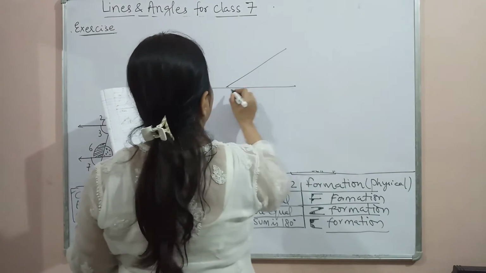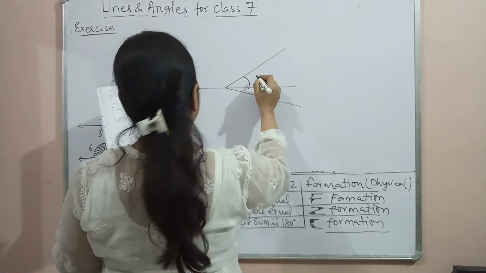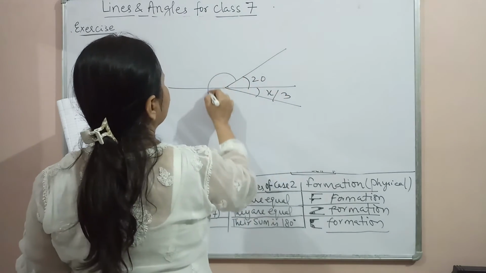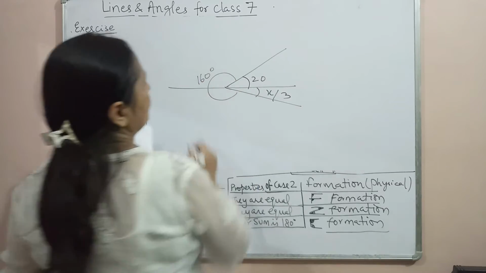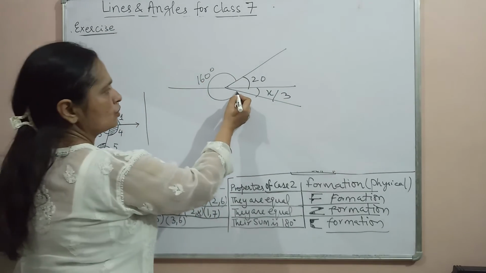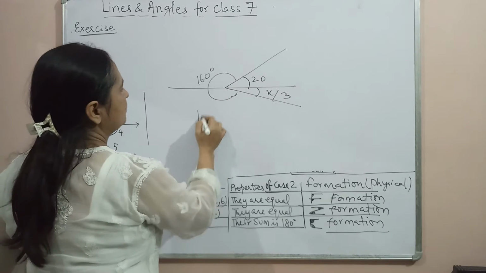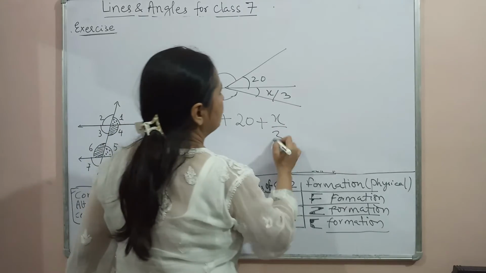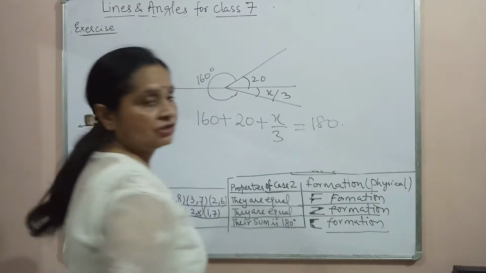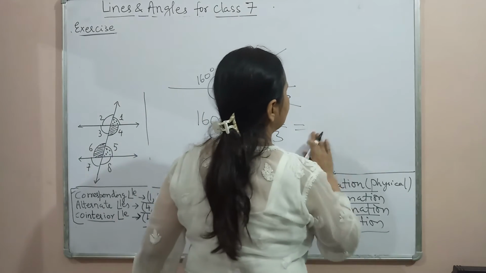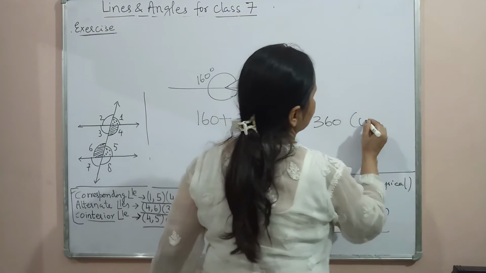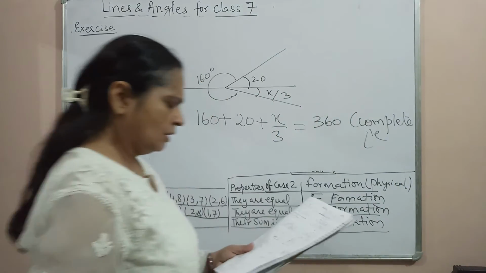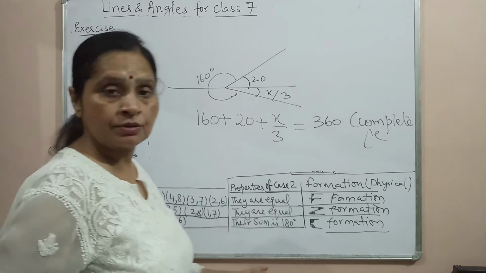Now this is 20 degree, this is x upon 3 degrees and this complete is 160 degree. So I don't think there should be any problem. We can use the complete angle property. This is 160 plus 20 plus x upon 3 should be equal to, sorry, 360 degree because of complete angle property. So this is one more.